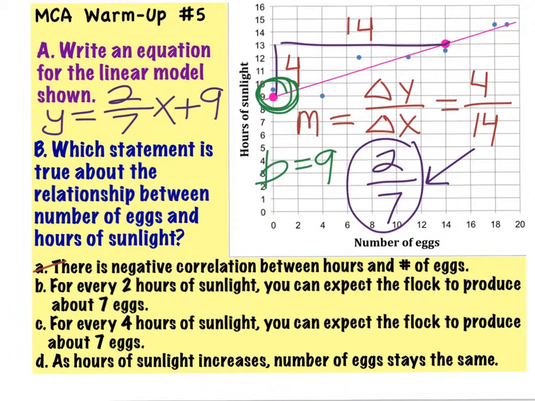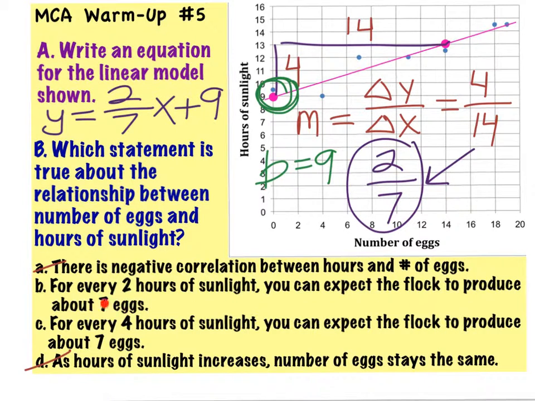We also can eliminate choice D. Choice D says that as hours of sunlight increases, the number of eggs stays the same. We really can see that the number of eggs is increasing as the hours of sunlight is increasing. The number of eggs is not staying the same. We're seeing an increasing relationship, so we can eliminate choice D. That leaves us with choices B and C, and they're similar to one another.